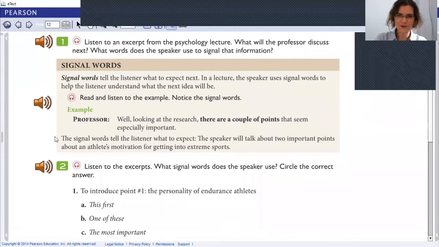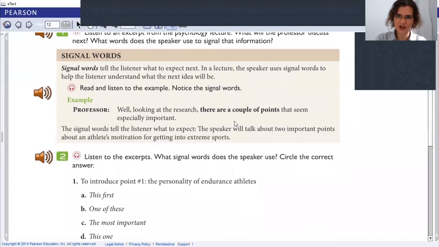And here we have an example of "there are a couple of points." So here the professor said, well, looking at the research, there are a couple of points that seem especially important. So the phrase "there are a couple of points" shows that he is going to mention several points. From there, we know that we want to listen for those points. We want to understand and hear those points. So that is a signal word, a signal phrase, which is very helpful.